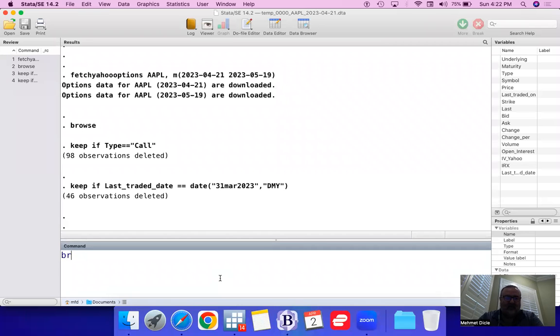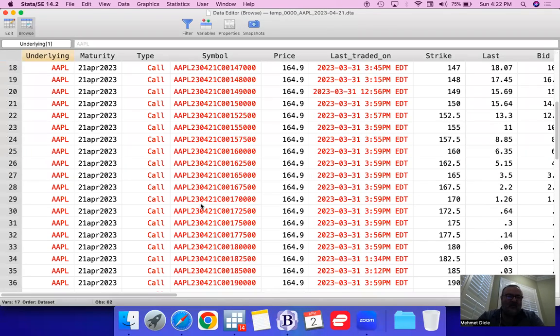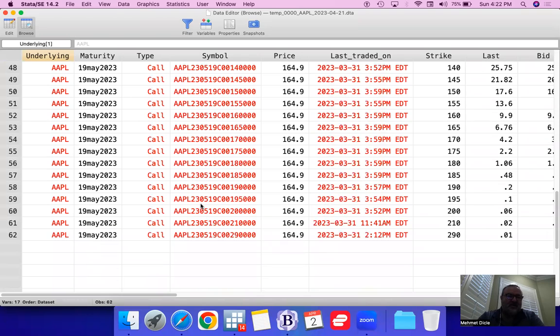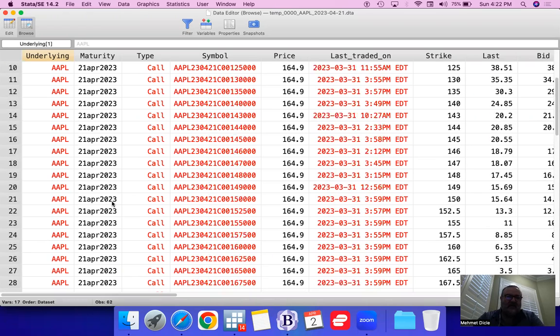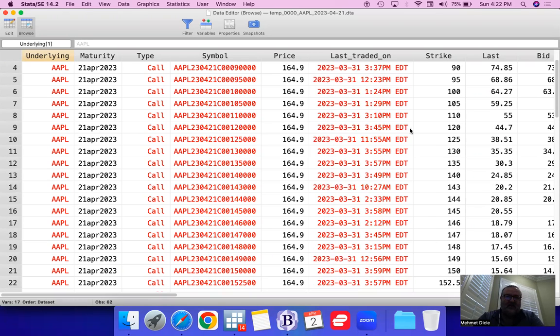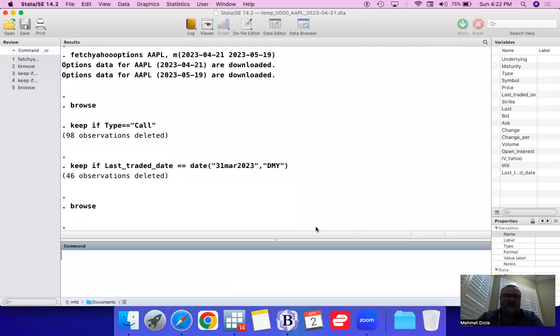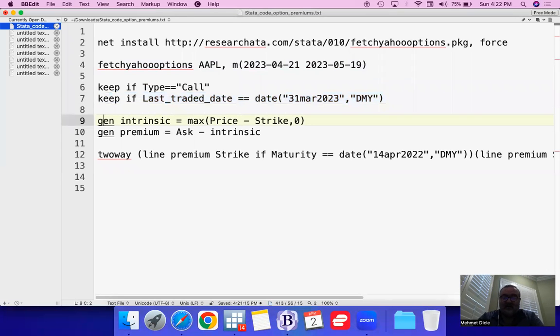So now that we downloaded all this, let's take a look and do some cleanup and housekeeping. Notice how we now have about 62 observations with maturities of May 19th and April 21st, all call options and different strike prices. And now we need to calculate an intrinsic value. Intrinsic value is the maximum of price minus the strike, or zero, because you should not have a negative intrinsic value. It's an option when you're buying it, and therefore you would not accept a negative outcome. You would simply walk away from it.